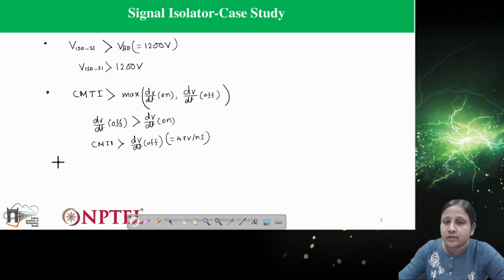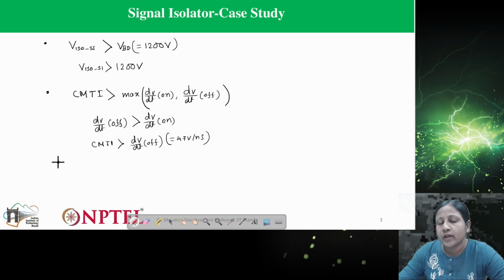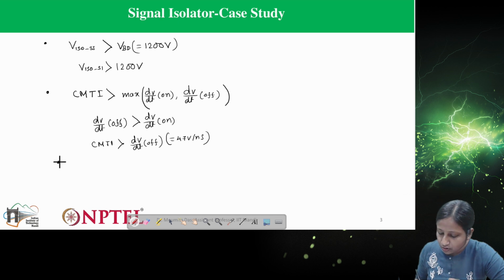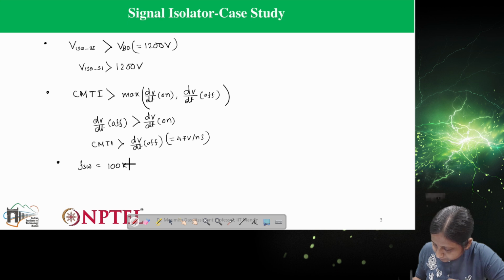Now the third parameter is we have to consider switching frequency. Either for your application the switching frequency will be given, or you can assume switching frequency based on the application or based on your design. So here let's say in this design we are considering switching frequency of 100 kilohertz.